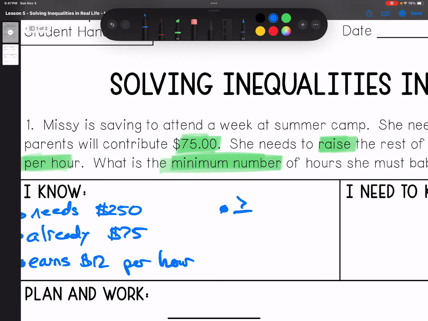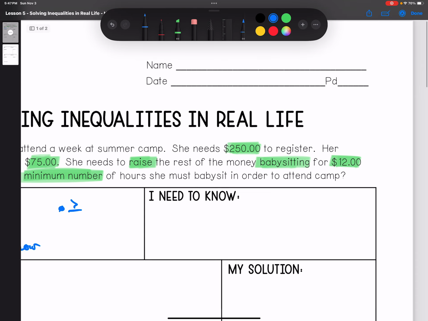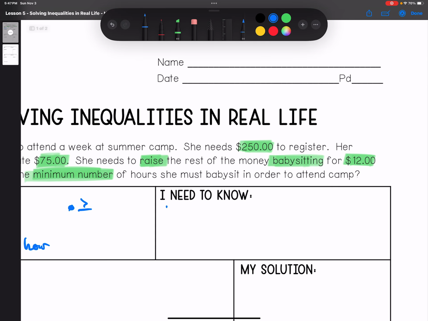What do I need to know? I need to know how many hours she needs to work to pay for the trip. So also, I need to know how many hours she needs to work to pay for her trip. How many hours she needs to babysit. All right, so let's go set the problem up.